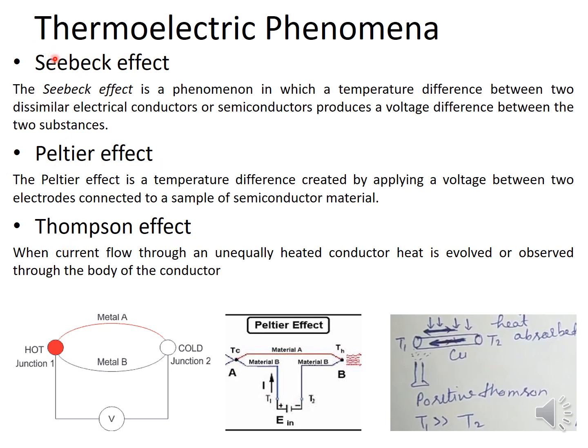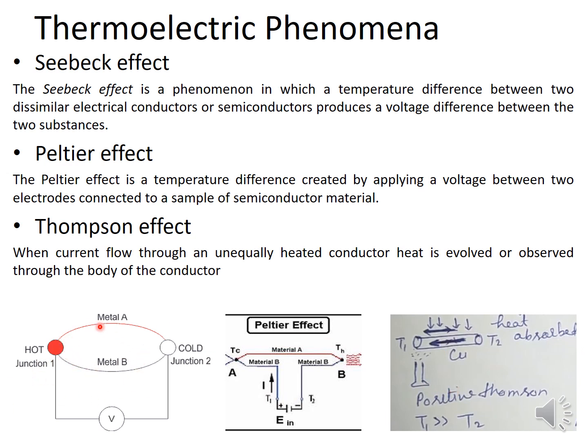Let us see first what the Seebeck effect is. The Seebeck effect is a phenomenon in which a temperature difference between two dissimilar electrical conductors or semiconductors produces a voltage difference between the two substances. We have three figures. The first figure is related to the Seebeck effect and Peltier effect. The second and third figures explain the Thomson effect. So come to the first figure.